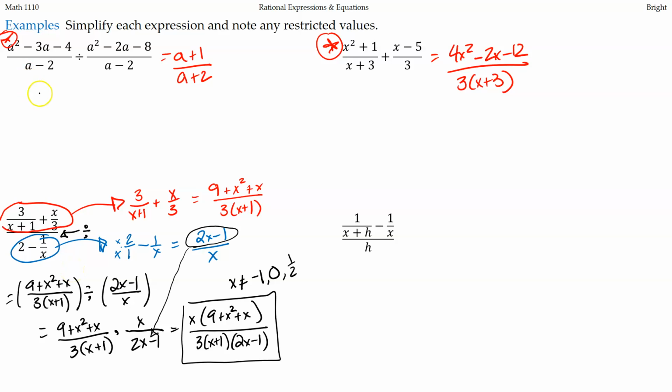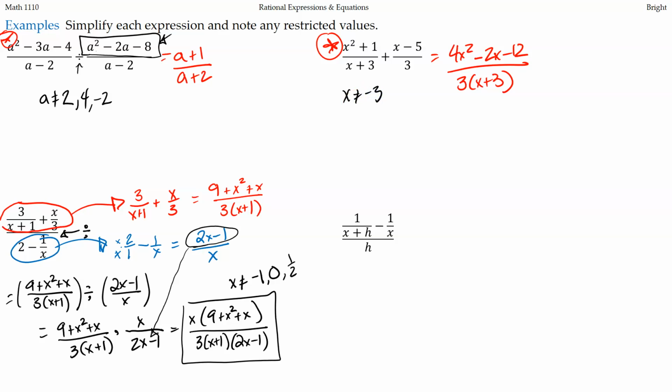Backing up here, looking at restricted values here, a certainly cannot equal 2, but I think there ends up being another value that you can't have here, because again, you're dividing, so the numerator of the second term here is also another denominator, and here you end up getting 4 being another restricted value, as well as -2. So you end up with a few more restricted values in the case of division. Division, you always have to check for restricted values as well. And then over here, -3.